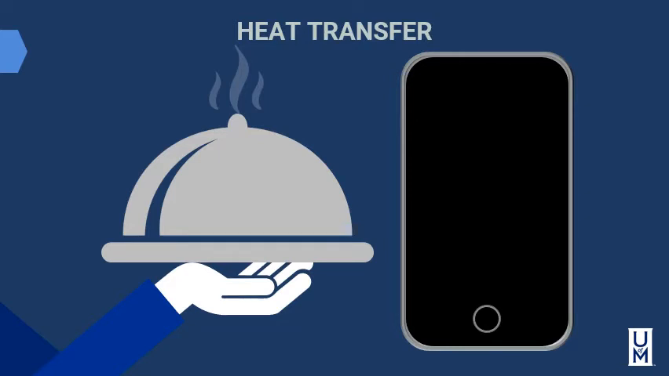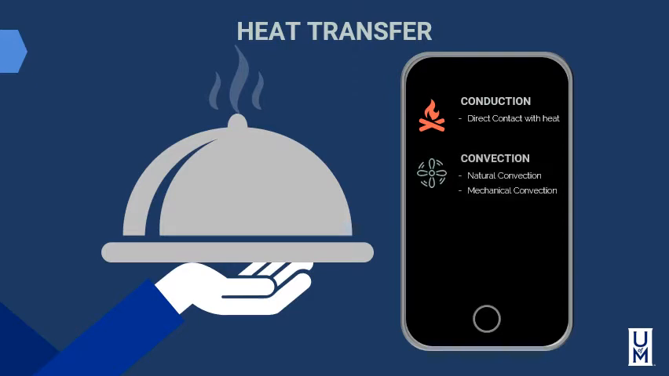Heat is transferred through one of three methods: conduction, which is direct contact with heat; convection, which can be natural convection or mechanical convection. Either way is the movement of air or heat through a medium such as air or water; and radiation, which is not to be misconstrued with, say, thermonuclear weapons. We're talking about infrared cooking and microwave style cooking.